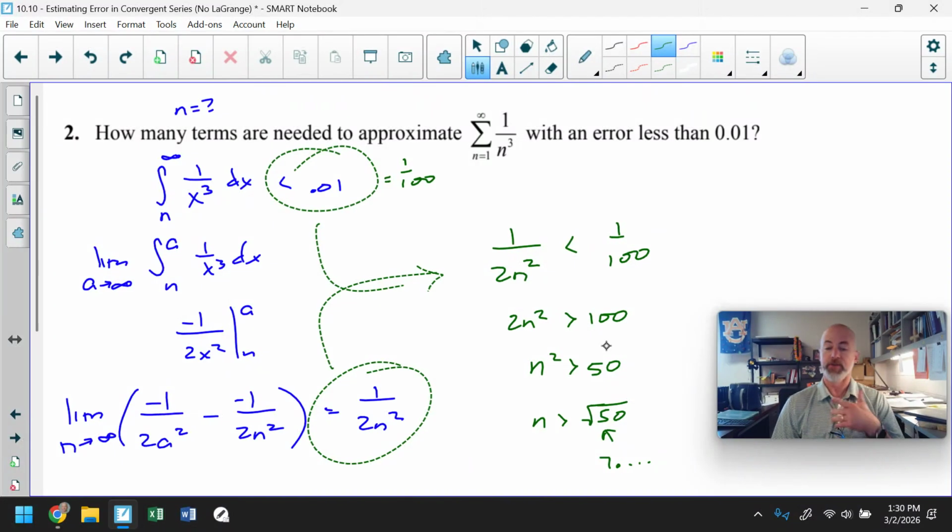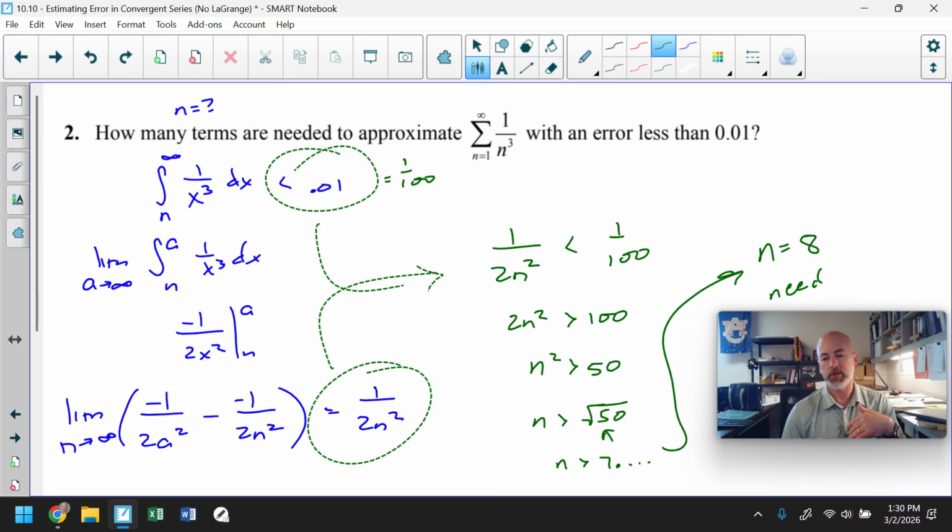Okay, there we go. So the square root of 50 is slightly more than 7. That means 7 terms isn't quite enough, and so we're going to have to go all the way to the 8th term. N equals 8, so we need 8 terms to accomplish this degree of accuracy. Cool, so 7 wasn't quite enough. Need to go all the way to that 8th term.